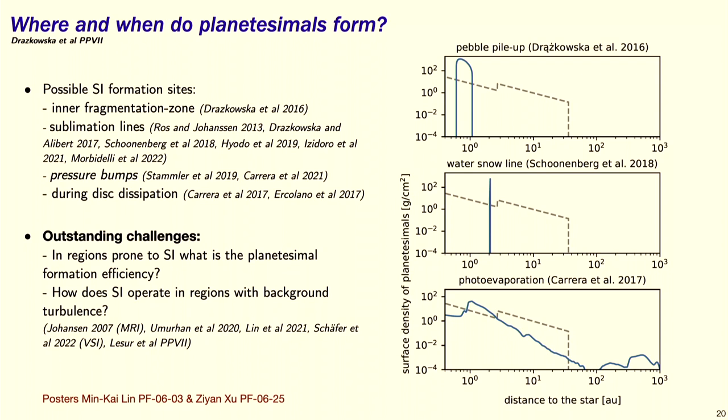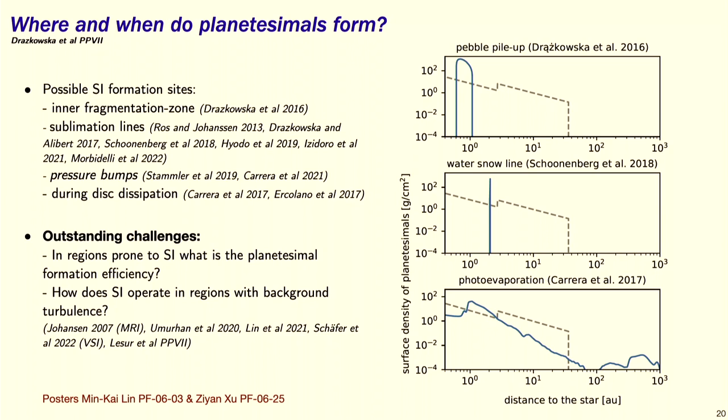If you dissipate a disk, you remove a lot of gas from the disk, and that naturally drives the dust-to-gas ratio up, and that is a good starting point for the streaming instability. Still, all of these scenarios suffer a little bit in that we don't actually know very well what the planetesimal formation efficiency is. Even if we know perfectly well the conditions for streaming instability are met, it is not so clear yet to determine the fraction of pebbles that are effectively converted into planetesimals.